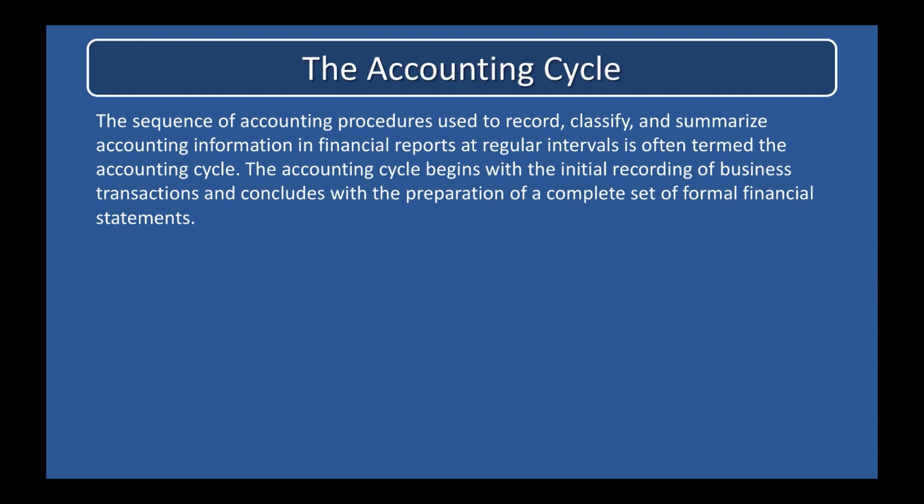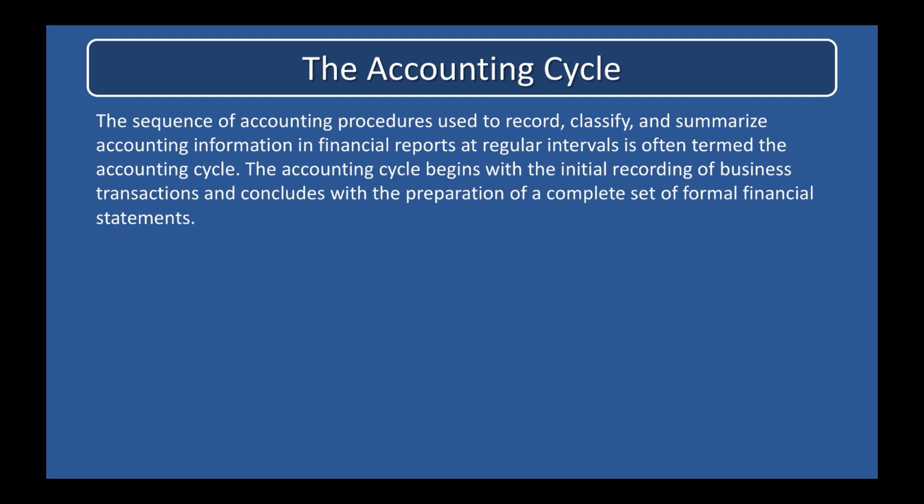Then, at regular intervals, the data in these records are used to prepare financial statements, income tax returns, and other types of reports. The sequence of accounting procedures used to record, classify, and summarize accounting information in financial reports at regular intervals is often termed the accounting cycle.